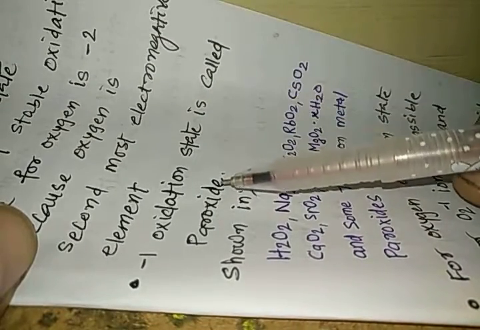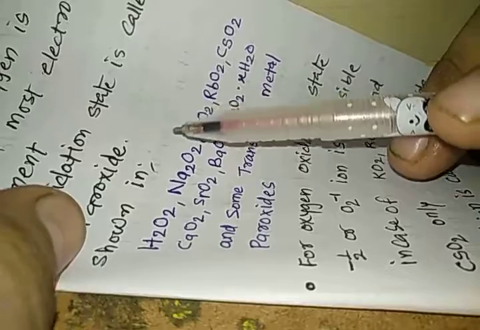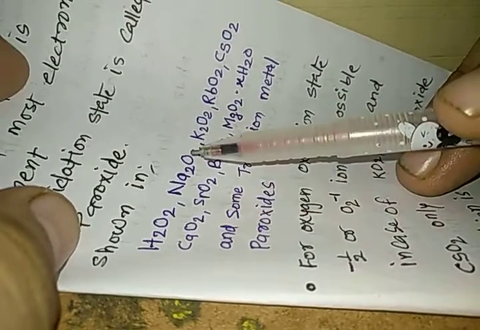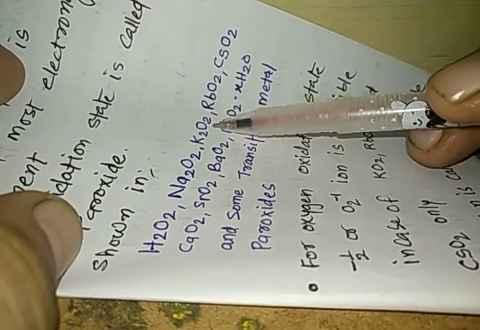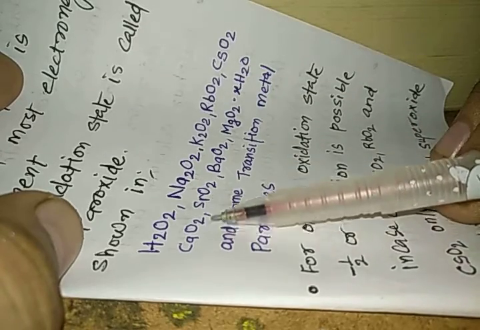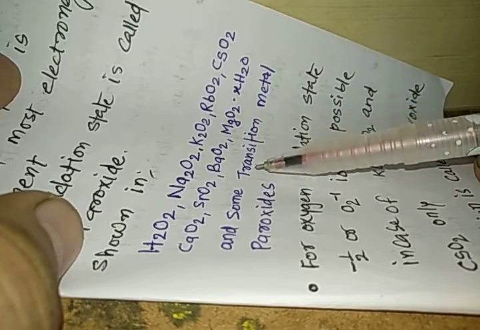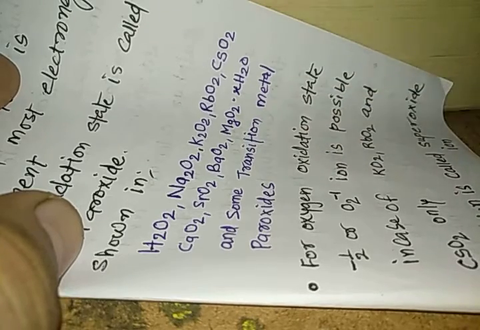The -1 oxidation state in oxygen is called peroxide. This -1 oxidation state is shown in various peroxides like hydrogen peroxide, sodium peroxide, potassium peroxide, rubidium peroxide, cesium peroxide, calcium peroxide, strontium peroxide, barium peroxide, magnesium peroxide, and some other transition metal peroxides.